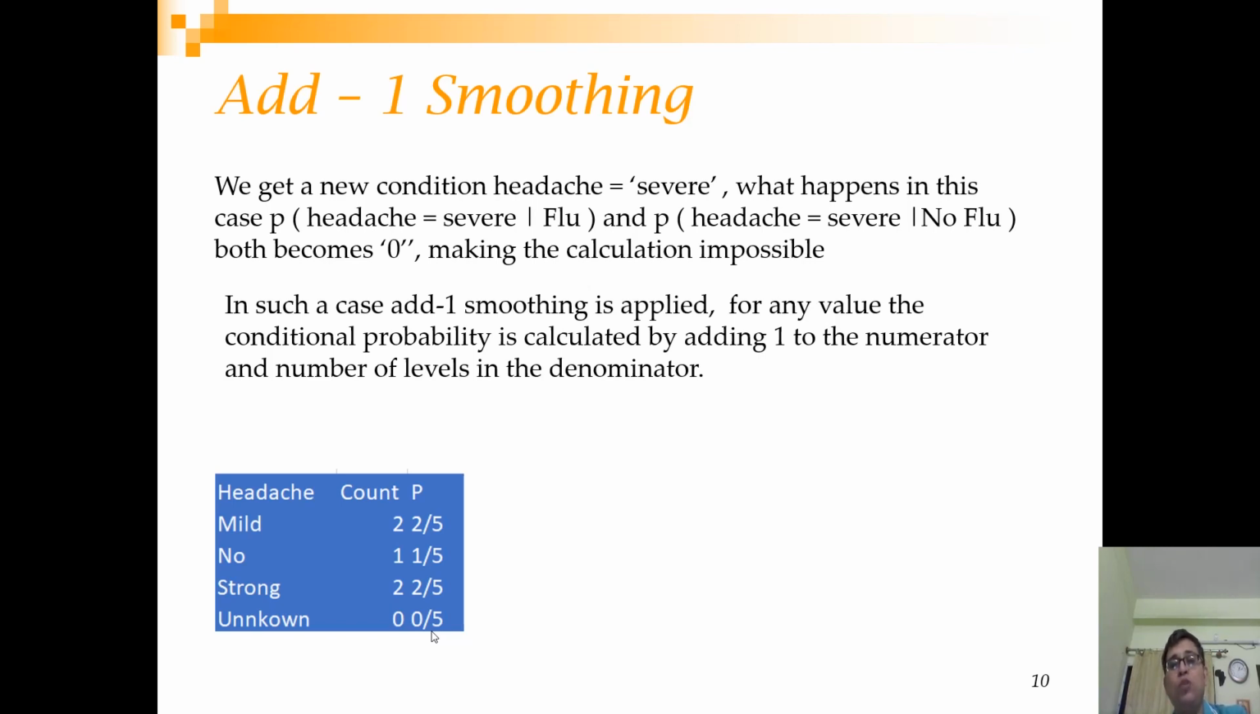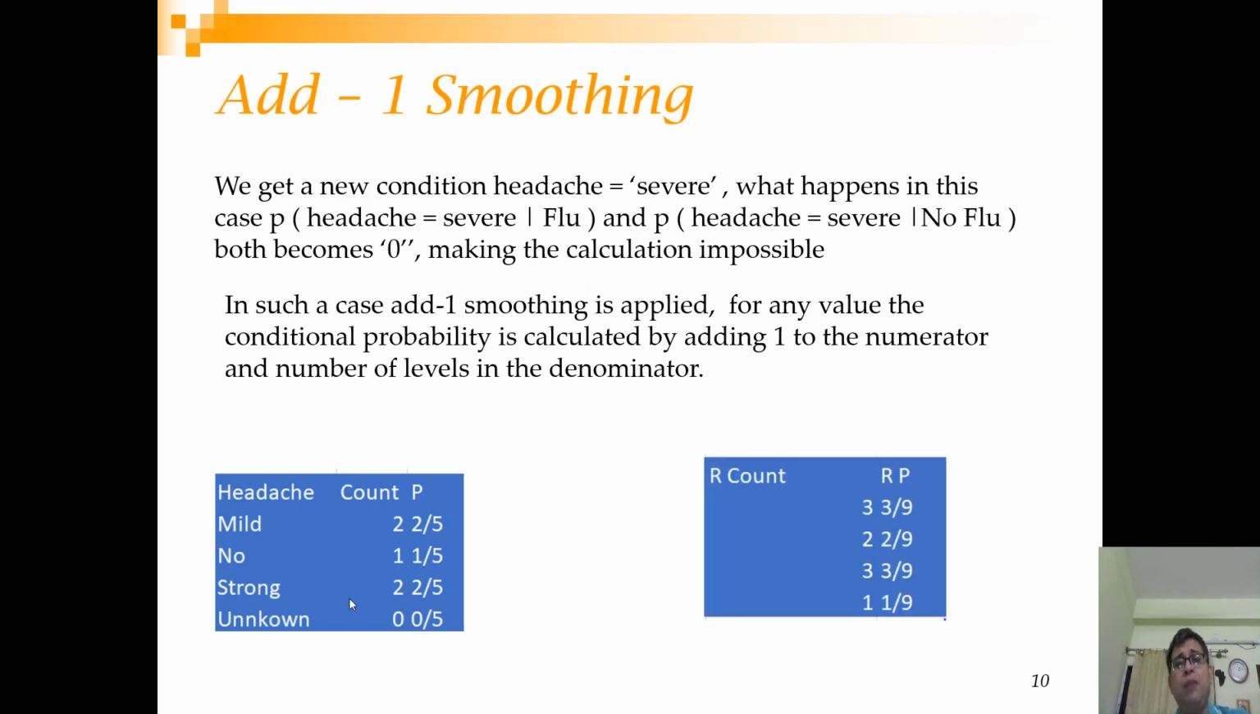So that is something you want to avoid. For that, you assume that this unknown, anything unknown, it doesn't have to be severe, anything which is not there in your training set, has a count of 1. And you adjust the entire probability like that. So you make mild's count 3, no's count 2, strong's count 3 and unknown's count 1. Everyone is added by 1. So from there the name add 1 smoothing comes.